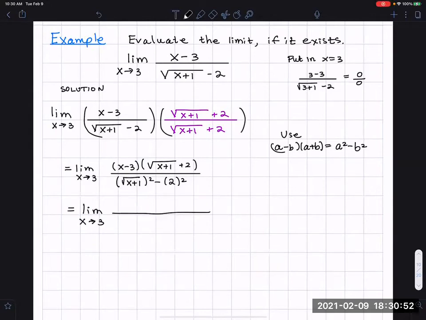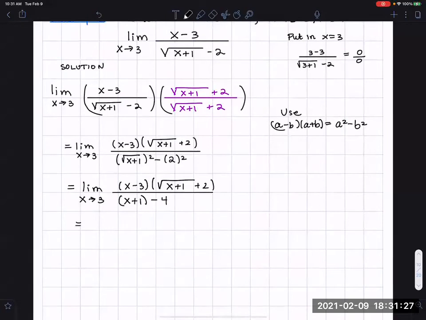The whole idea now is that the radical will disappear in the denominator, because I have radical x plus 1 squared. So now I just get x plus 1 because we squared it. So I have radical x plus 1 squared, that makes x plus 1, and we have 2 squared is 4. And then in the numerator, x minus 3 times the square root of x plus 1 plus 2.